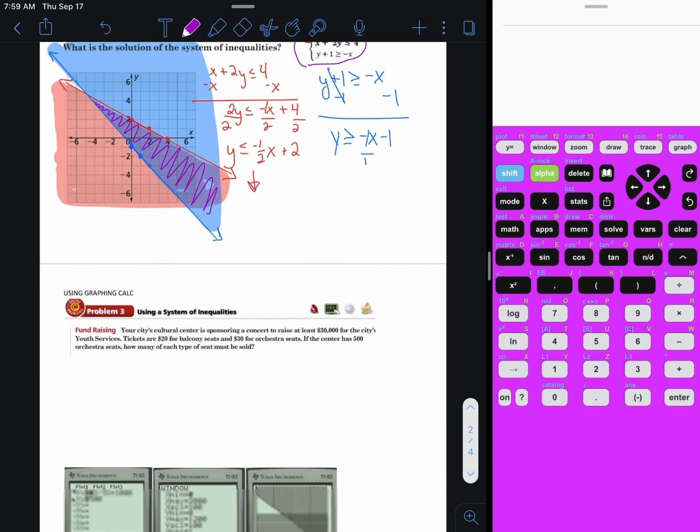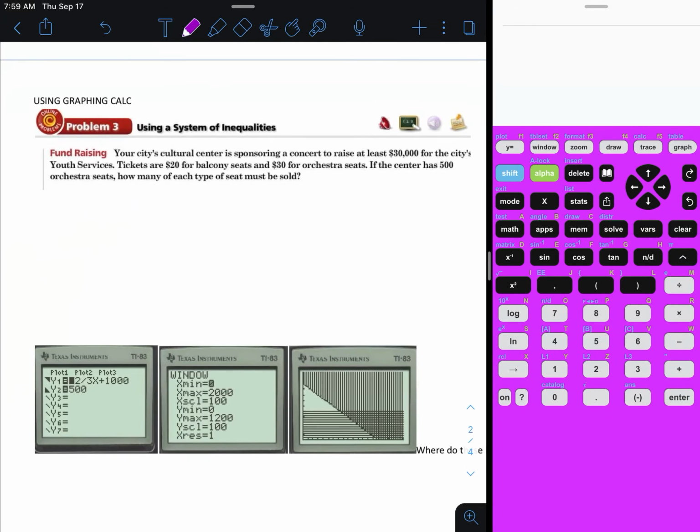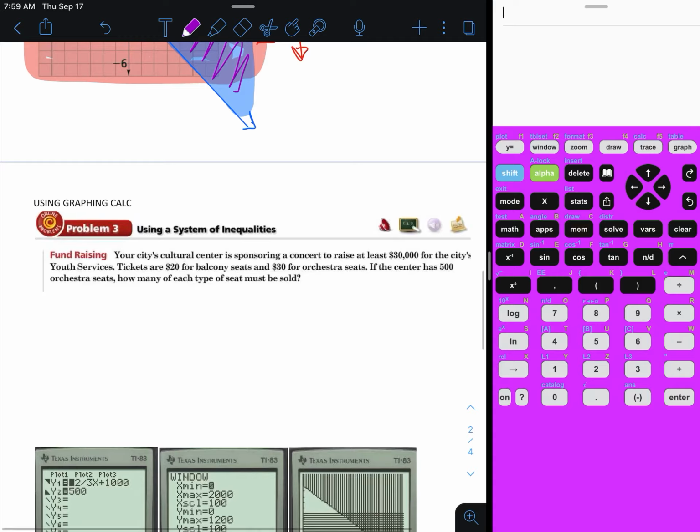All right, and those are all solid lines. What I'm going to do now is pause the video because I like to do one page per video.